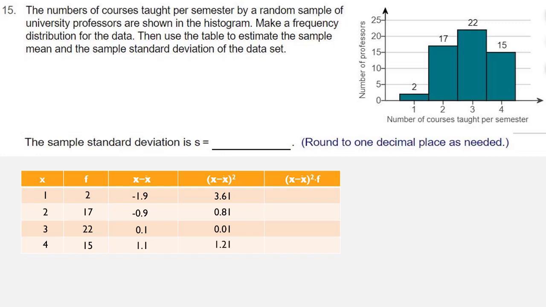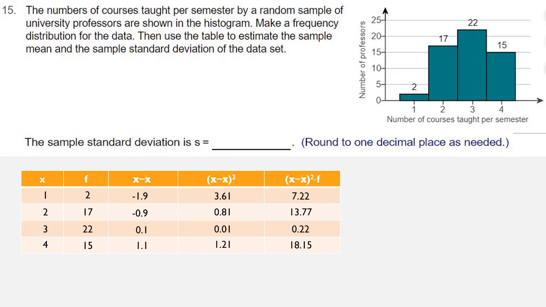Then we're supposed to multiply each one of those times its frequency. So 2 times 3.61 is 7.22. 17 times 0.81 is 13.77. 22 times 0.01 is 0.22. And 15 times 1.21 is 18.15.